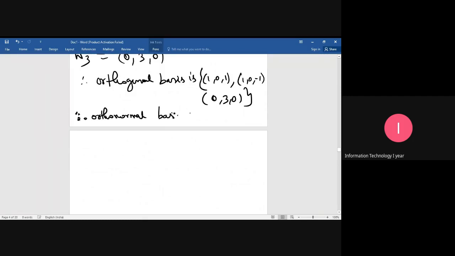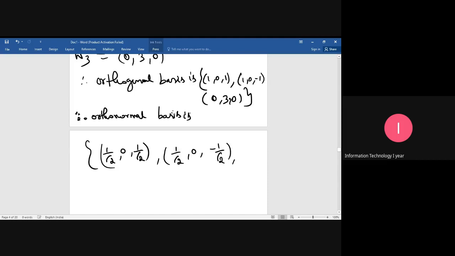Orthonormal basis, how do we write it? The first one is 1 by root 2, 0, 1 by root 2, right? That is 1 divided by the square root of 1 square plus 0 square plus 1 square. The second one is also 1 by root 2, 0, minus 1 by root 2.